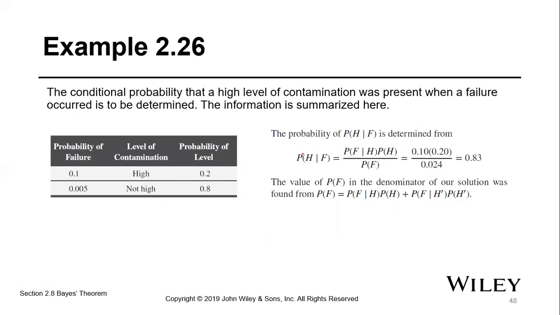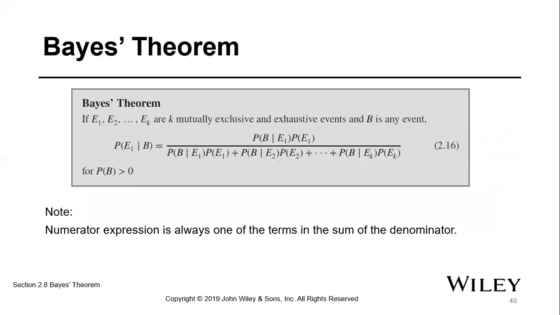Probability of F given H. So F, failure, given high contamination is 0.1 times the probability of high, 0.2, which we've already done, divided by the probability of F, which we had previously calculated at 0.024. So 0.1 times 0.2 divided by 0.024 is equal to 83%. So the probability of high contamination given a failure is 83%. So yes, that we had already calculated.